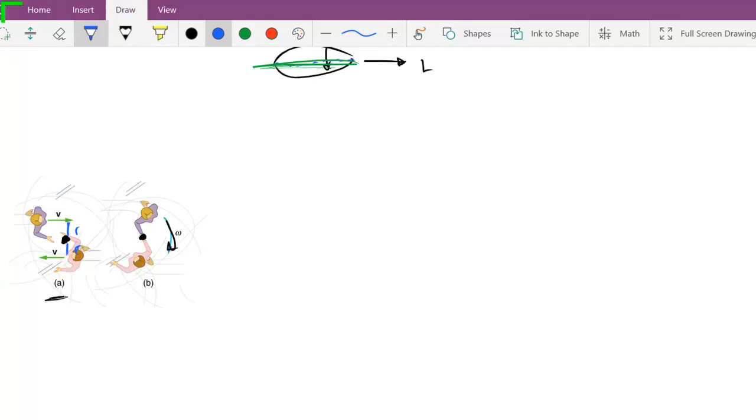Then we know through our relationships between linear and angular quantities that the linear speed is equal to the radius times angular speed. So we can say the angular speed is equal to v over r.